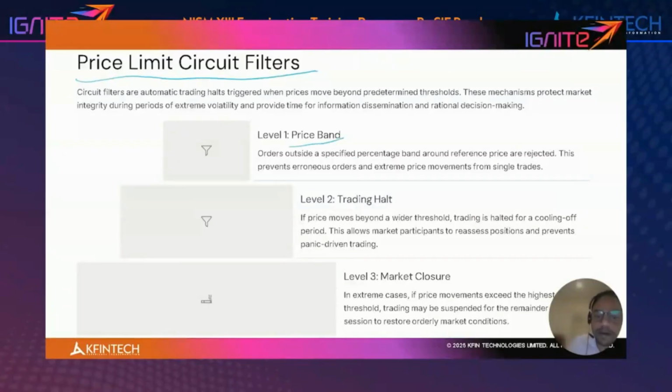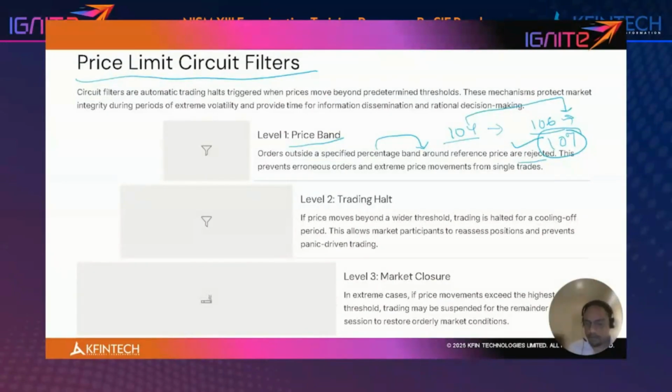First one is the price band. Orders outside a specified percentage band are rejected. Suppose the market started at 104, now it's reached 106. The exchange will say that we will not accept any order that is above 107. Why? Because this movement is high.